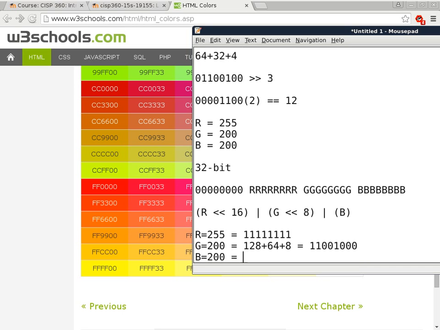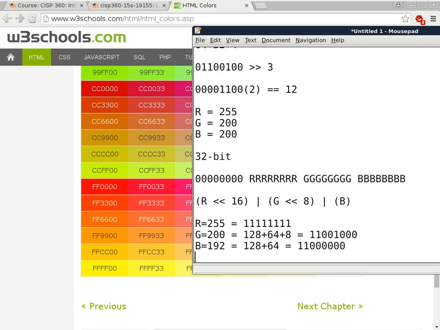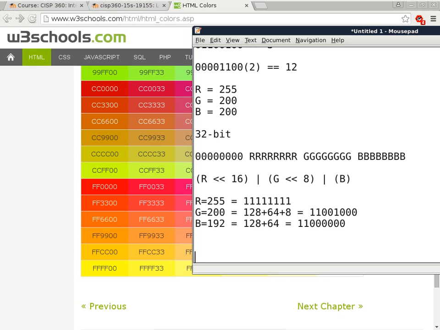Okay, so let's pick a different one for B. So let's pick 192 for blue, just so that the bit pattern is not exactly the same. So that's easy because that's just 128 plus 64, which is 11000000. Okay. So once you plug in R into here, G into here, and B into here, what bit pattern am I going to end up with?